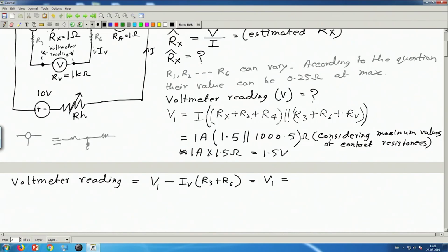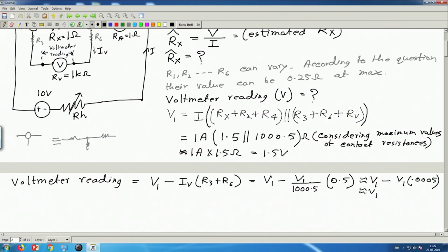And this IV we can write as V, the voltage drop from here to here, divided by the total resistance R3 plus R6 plus RV. So this is 1000.5 approximately, or you can write it as 1000. Then this will be multiplied by R3 plus R6, which is 0.5. So V1 minus V1 times 0.5 divided by almost 1000. So this is like V1 multiplied by 0.0005.